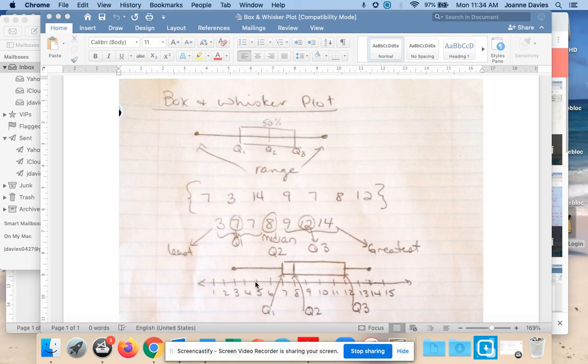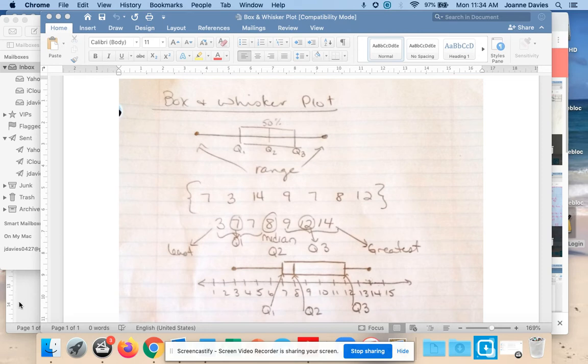So this is when they look at information like growth rates and that sort of thing, looking at the development of infants and comparing them. And so that's what a box and whisker plot looks like.